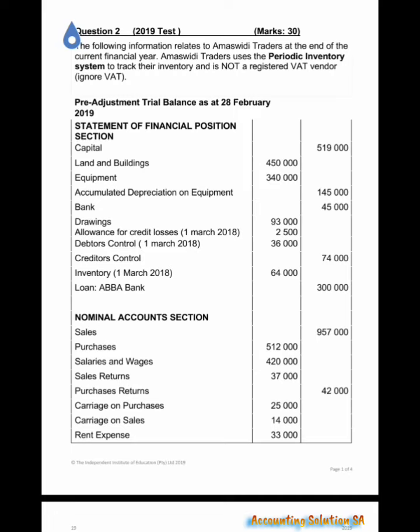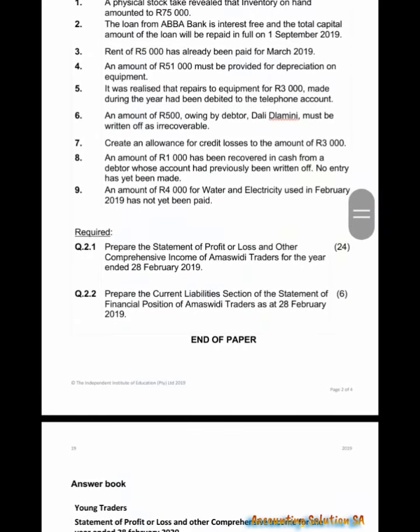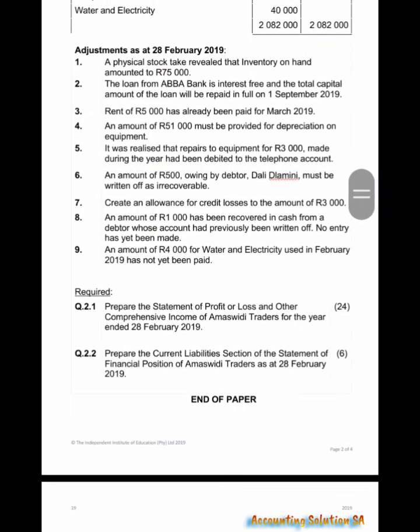Okay guys, so in this video I want to show you how to prepare an income statement under the periodic inventory system. Okay, let's look at the first required under this question. They said we have to prepare the statement of profit or loss and other comprehensive income of Amaswidi Traders for the year ended 28 February 2019.